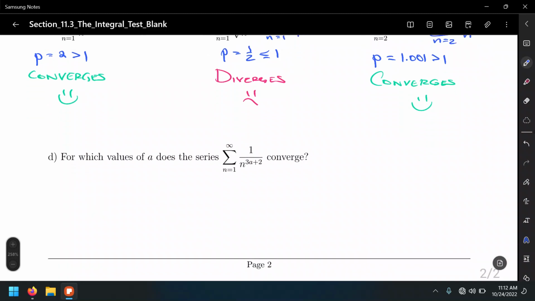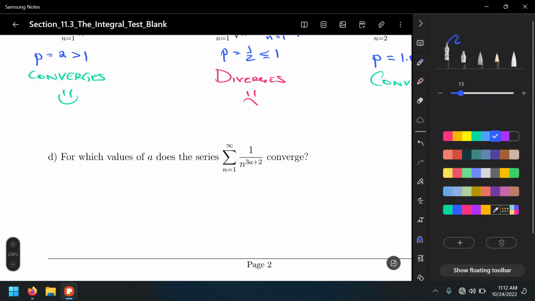However, in this case, they're asking us for which values of a we will have a convergent series. So recall that a p-series converges when p is greater than 1.